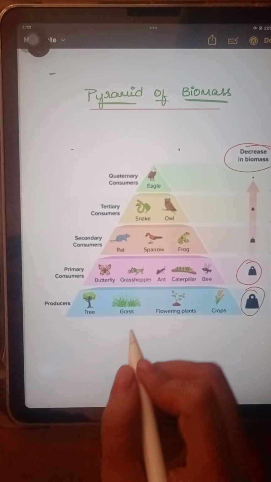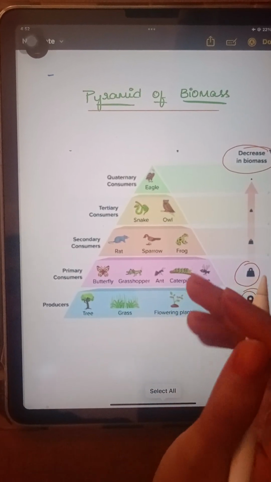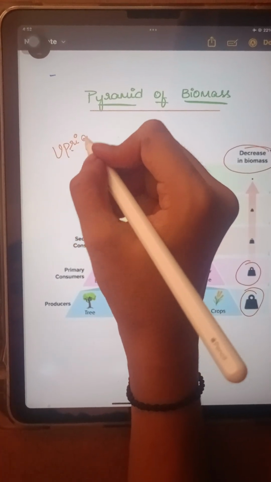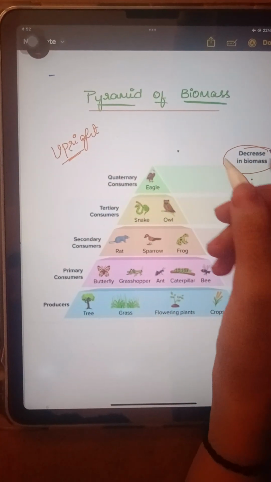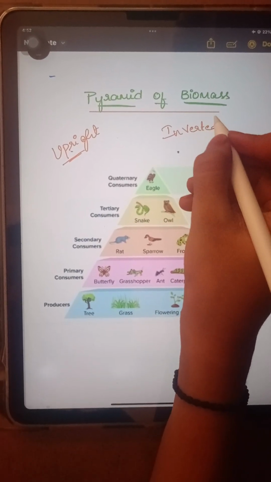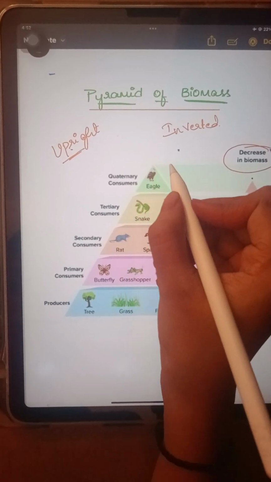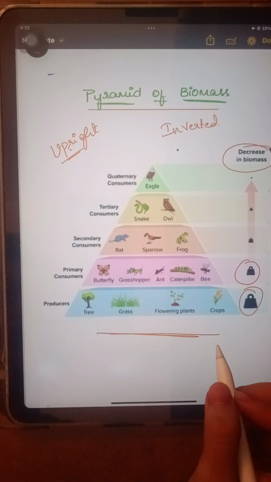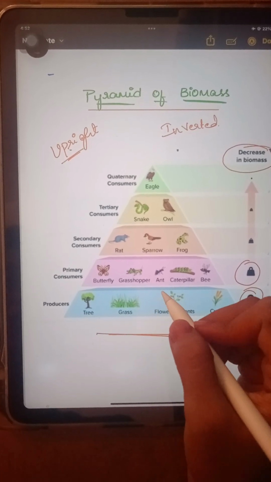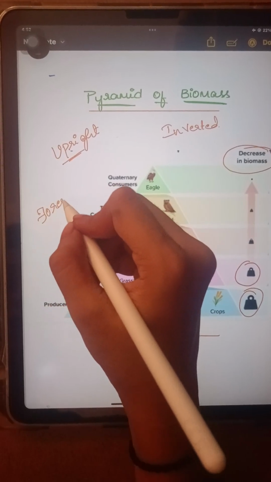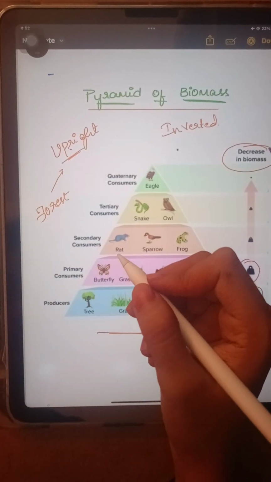There are two types of pyramid of biomass. In some of the books there is only upright pyramid, but inverted pyramid is also present in pyramid of biomass. Coming to the upright pyramid of biomass, this occurs when a large amount of biomass of producers supports a smaller weight of consumers. Upright pyramid is seen in the forest.